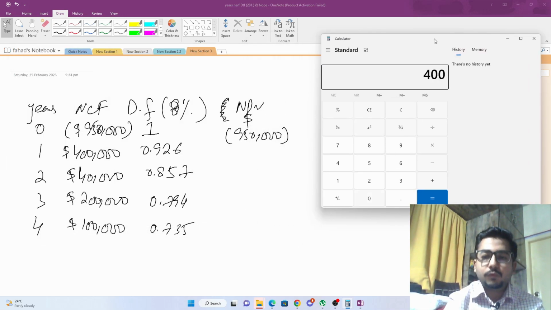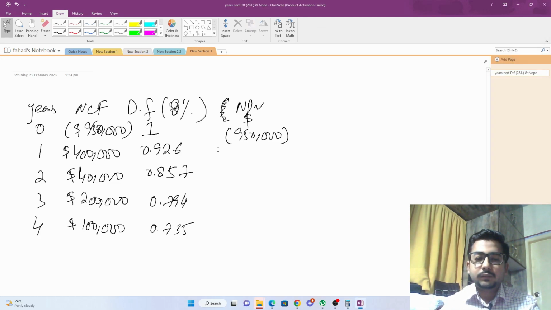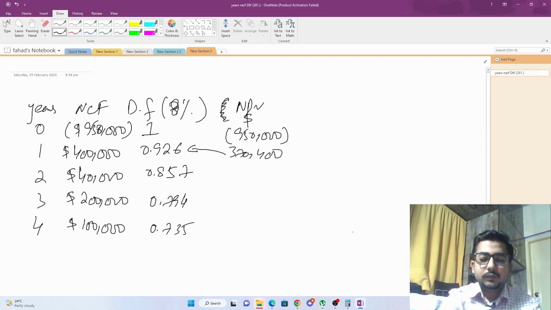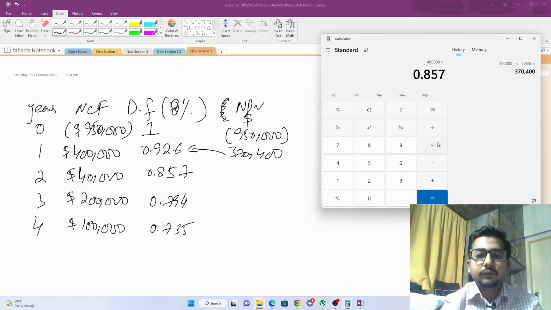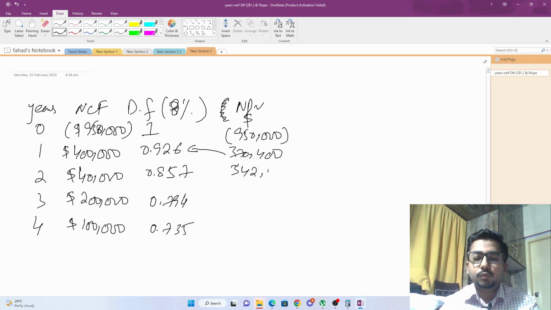Okay, 4 lakh dollars multiplied by 0.926, so I got 370,400. So it is 370,400 for the first year. This is the answer for this. Now doing it again for the second year. 4 lakh, not 40,000, sorry, I've made a mistake. Multiplied by 0.857, 342,800. There is one more zero in this.